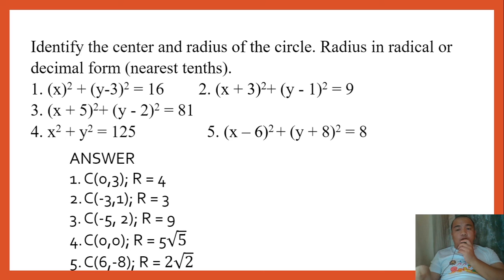Yan. You can also have your answer in decimal form, for graphing purposes. Okay. So that's easy, right? The center can be seen in the equation. Yan, h, k. Radius also. Just get the square root.